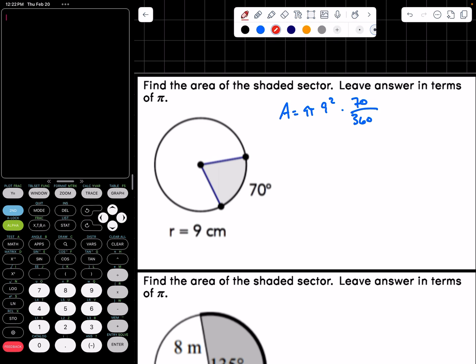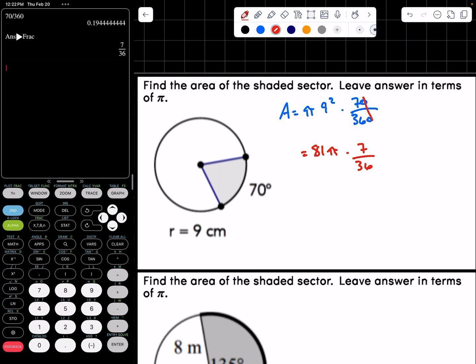Okay. 9 squared is going to be 81, so this is going to be 81 pi times 70 divided by 360 equals 0.194 repeating. Math frac that. So basically all we were able to do is drop off that 0. So we've got 7 over 36. And all I'm going to do is multiply it by 81.